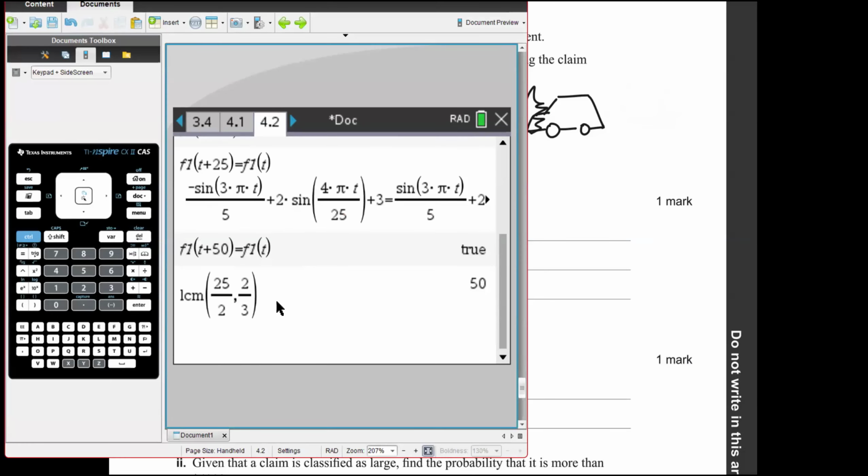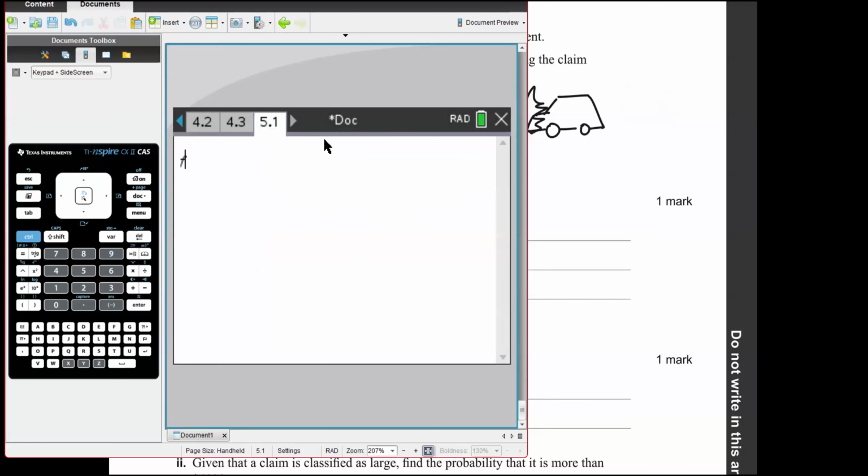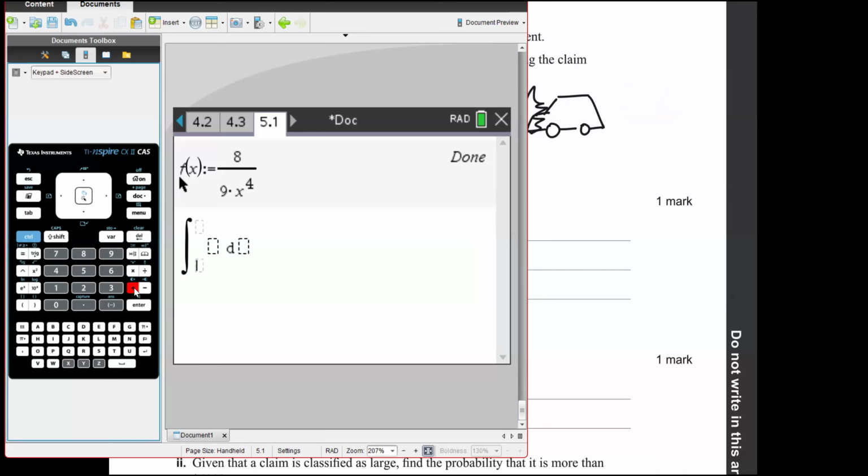Just get your calculator, control, insert a problem, add a calculator. f of x is assigned to 8 over 9x to the power 4. We just integrate from 2/3 to infinity, x times f of x dx. Here we go, it's 1.